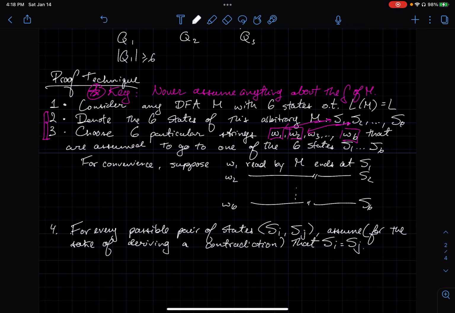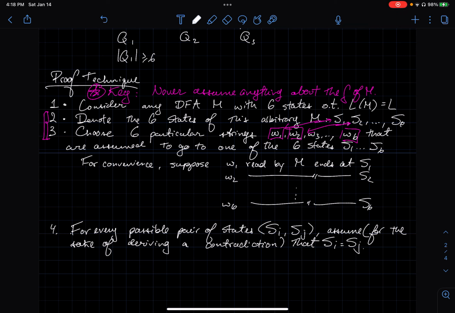And so what I'm trying to say is, I want to prove that any machine that accepts L has to have at least 6 states. So now I'm saying, okay, well, pick one of the machines that does have 6 states. Pick some arbitrary machine that does have 6 states, and show that it's actually impossible to reduce the number of states further.